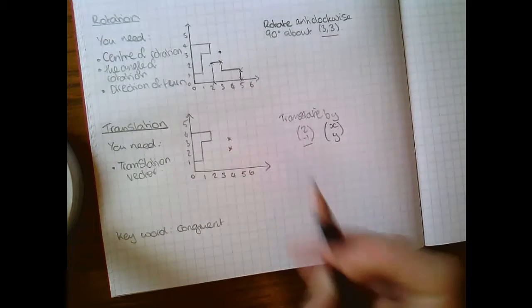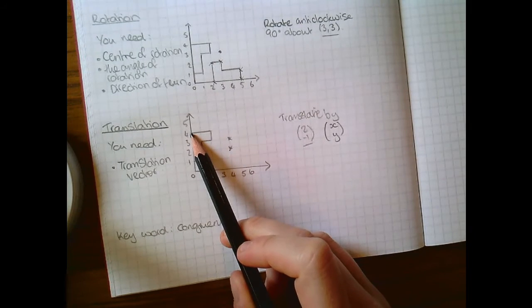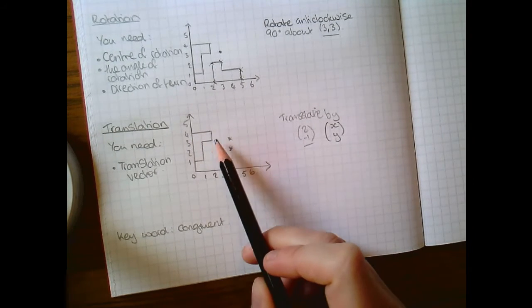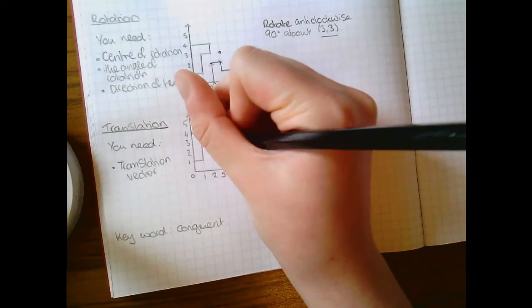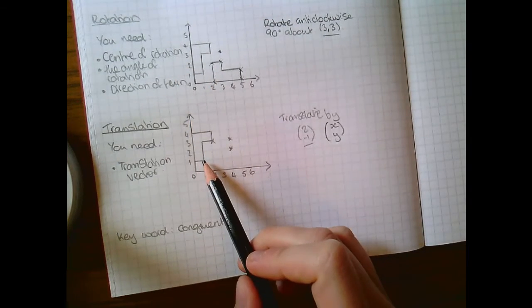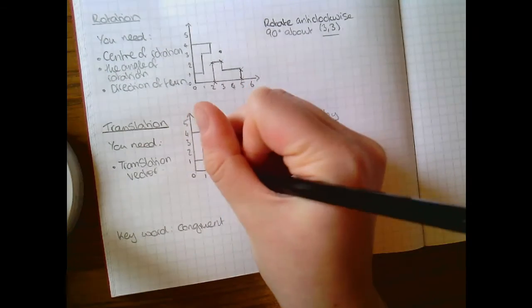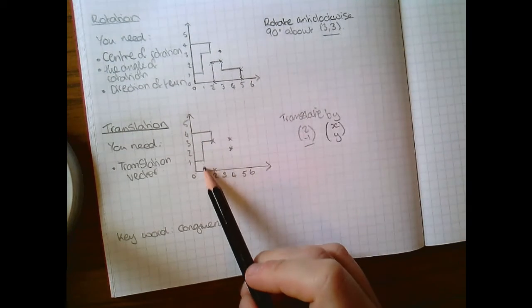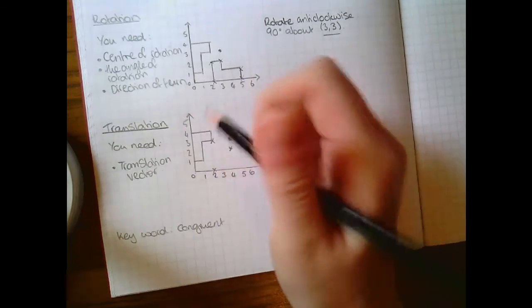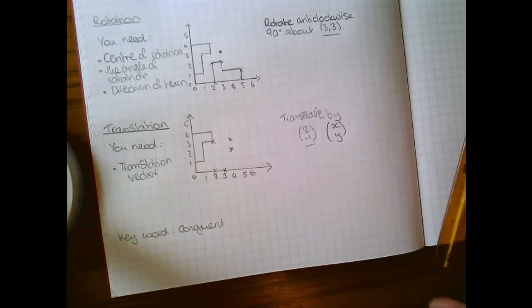Should be crosses. You add 2 to the x and subtract 1 from the y. Alternatively, you subtract 1 from the y and add 2 to the x. It doesn't matter which order you do it in.